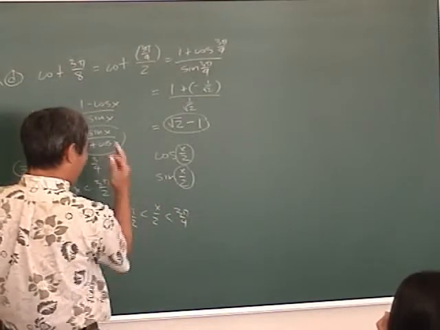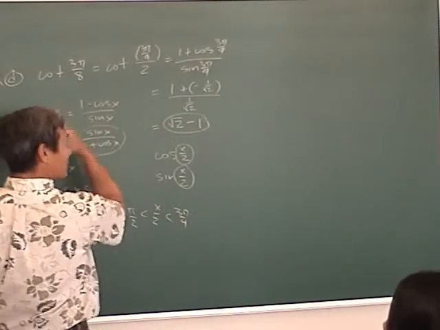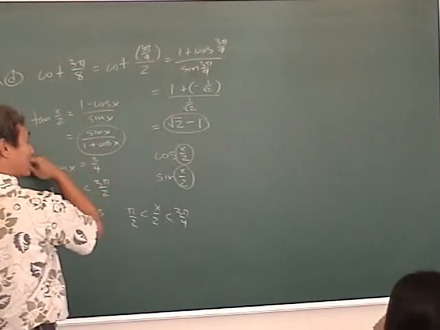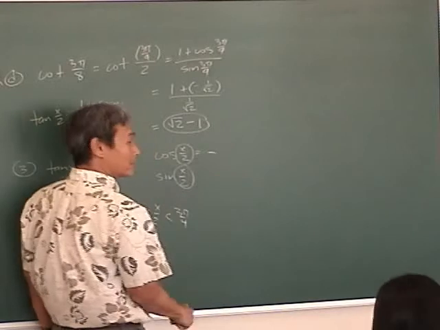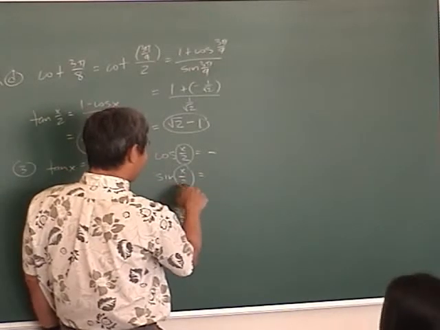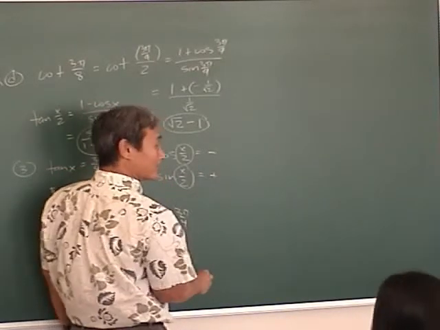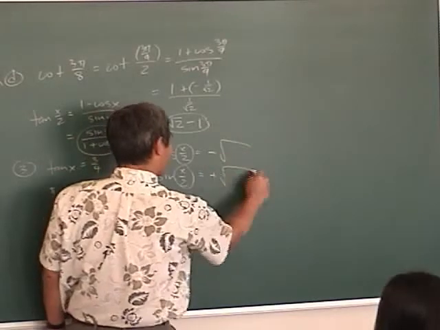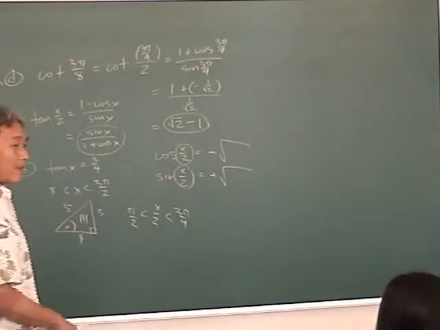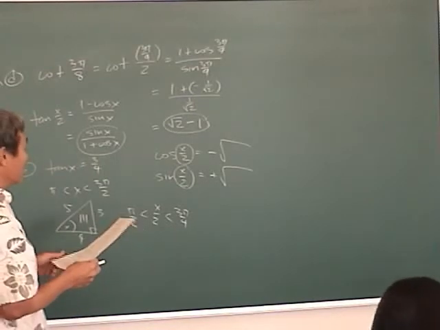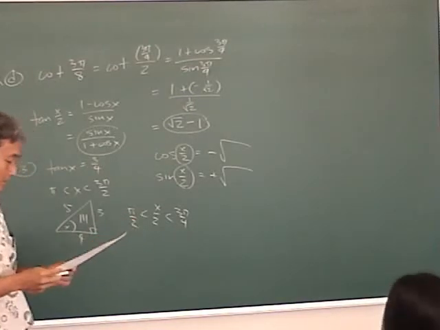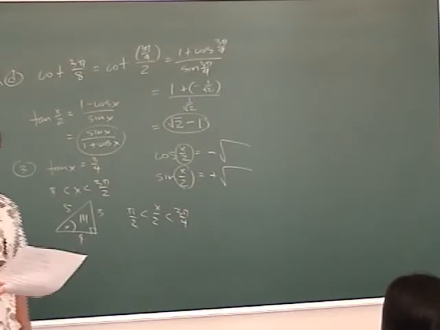If you're between pi over 2 and 3 pi over 4, what quadrant is that in? That's in the second quadrant. So the cosine of a second quadrant angle is negative, and the sine of a second quadrant angle is positive. That's how you figure out the signs for the half angle. Most of you knew that already. So that's good. Guarantee that's on tomorrow's quiz.